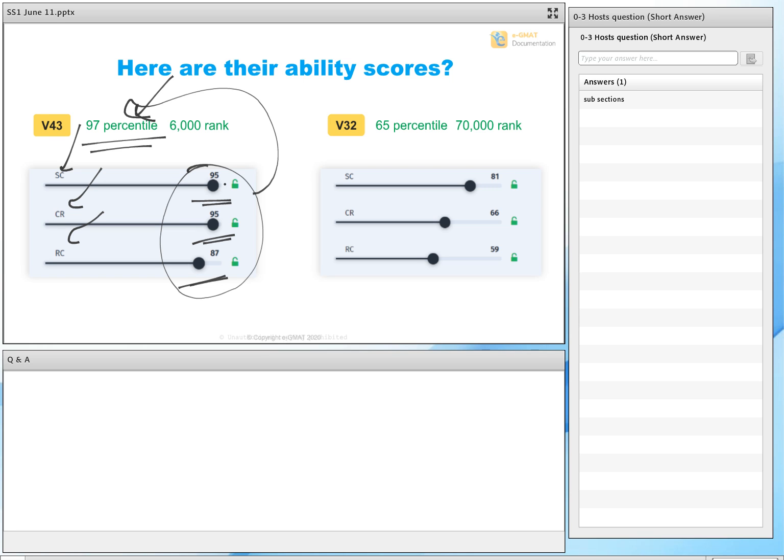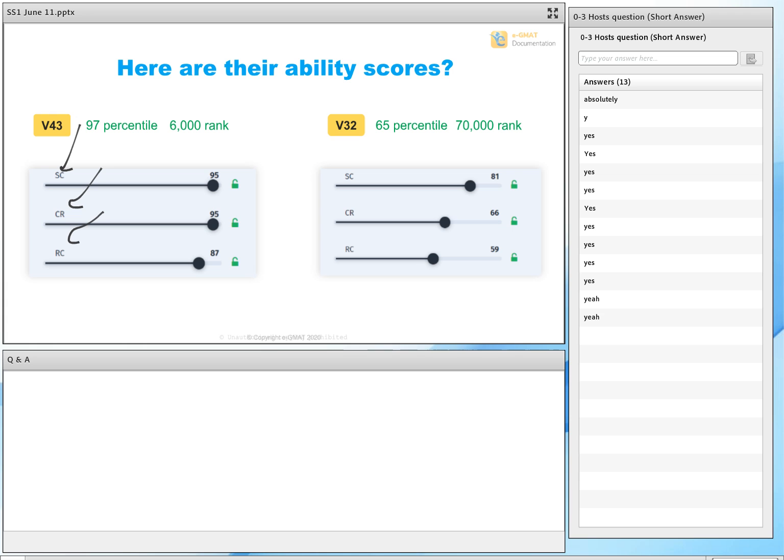Now, when you look at these 2 students, the V43 and the V32 student, through a lens of ability, can you see that these students are very, very different? Can you see that? The numbers are very different here. Yes. And this is what the GMAT measures. So these are numerical numbers that the GMAT gives you in the enhanced score report. Okay, and so these are, by the way, also numbers that you ought to aim for while you're preparing for the test.